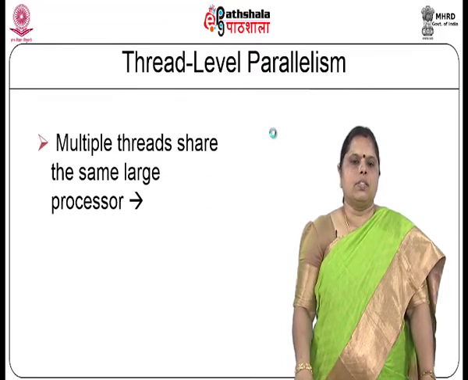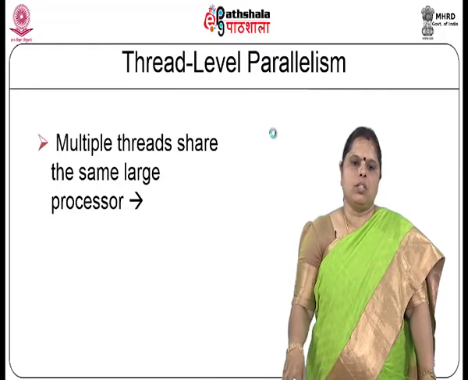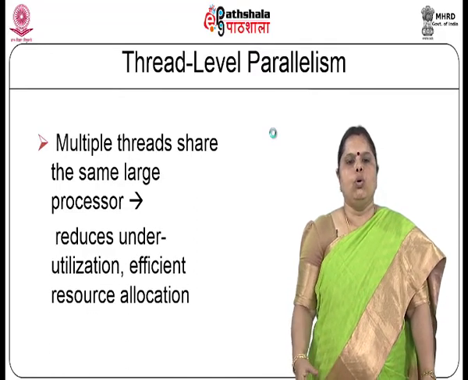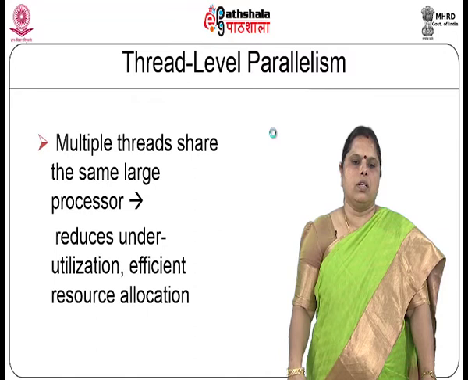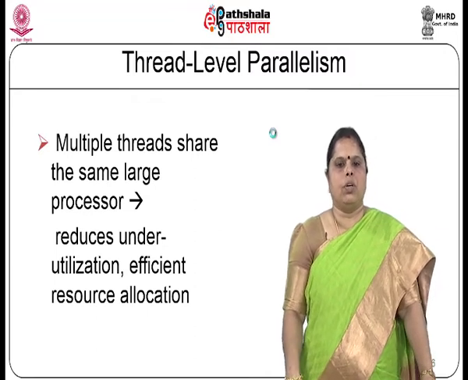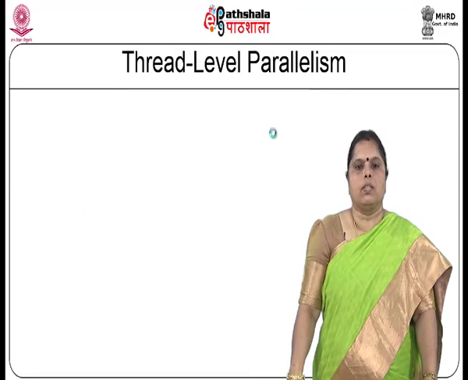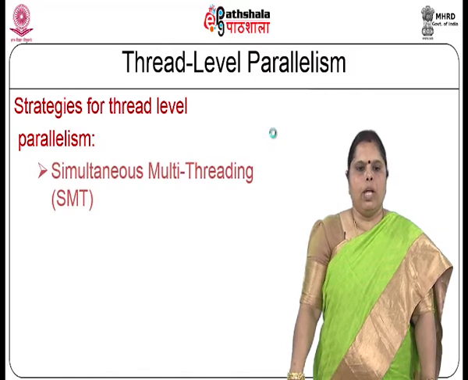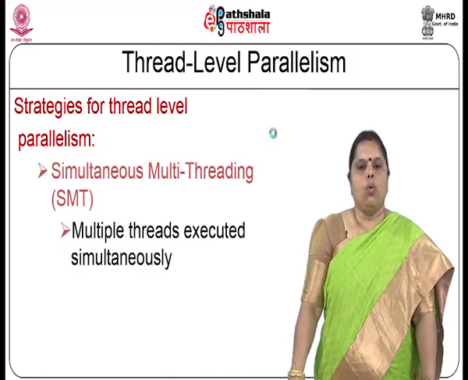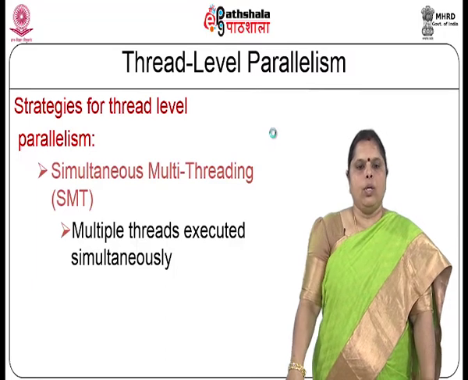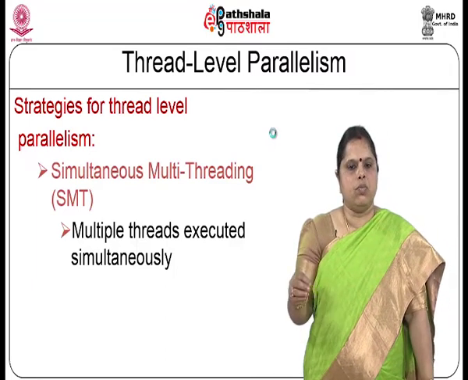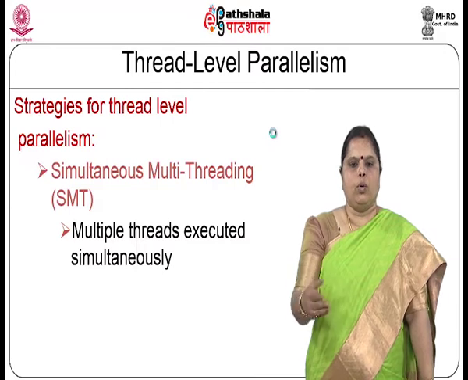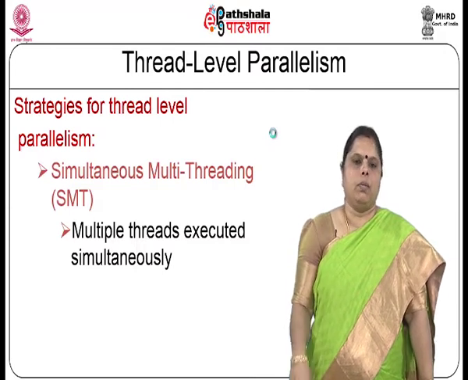So, when you look at multiple threads of execution, if they share the same large processor, you know that there is going to be a reduction in underutilization, which means that you are going to have efficient resource allocation. So, that is another motivation behind thread level parallelism. There are two main strategies for thread level parallelism. One is simultaneous multithreading, where you take multiple instructions from multiple threads of execution and issue them simultaneously.